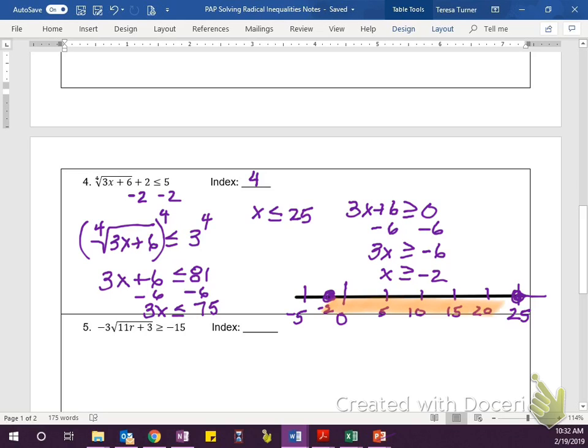So greater than or equal to negative 2 is going this way. Less than or equal to 25 is going this way. So then our overlap is between negative 2 and 25. Both of these have equal bars, so it is negative 2 to 25. That's your solution. Or in inequality notation, negative 2 less than or equal to x less than or equal to 25.